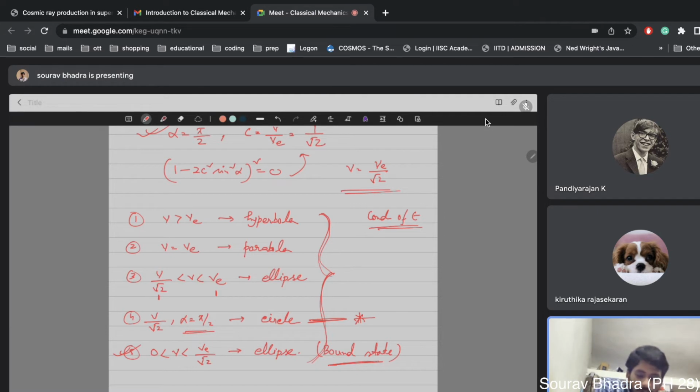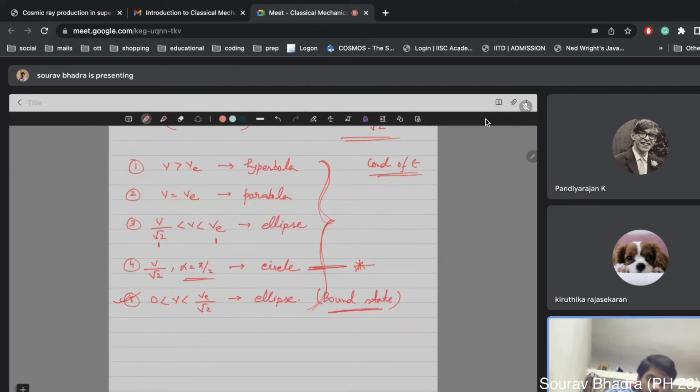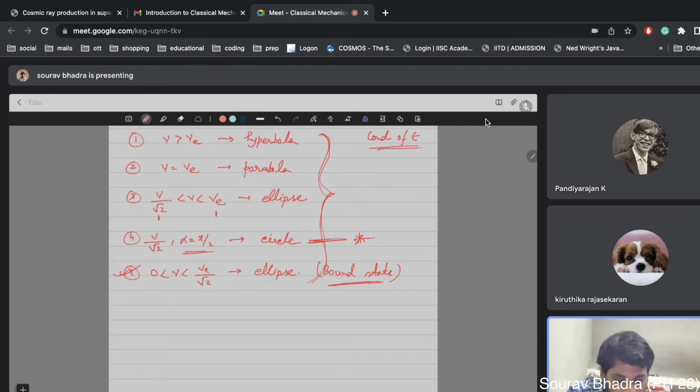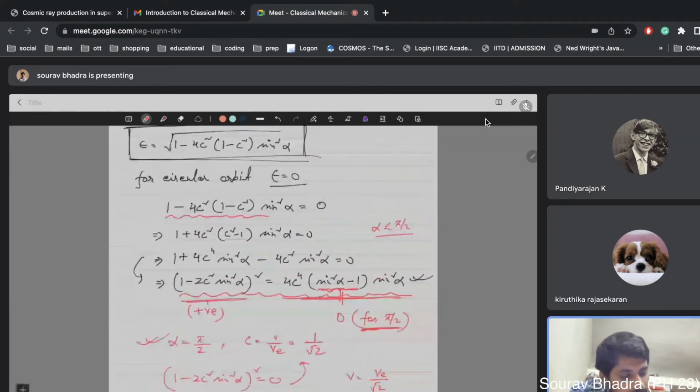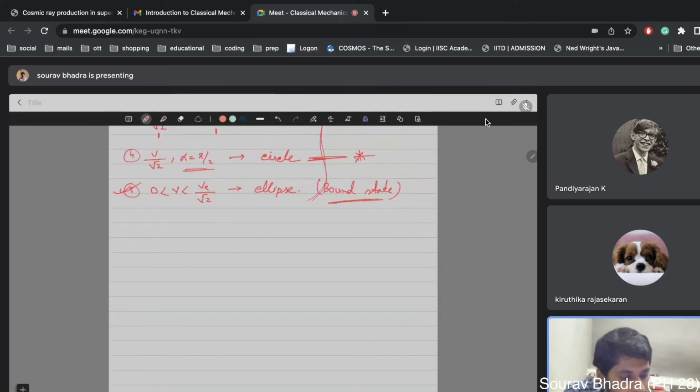Okay, now we will do a very small estimate of escape velocity. So remember the equation of escape velocity: half mv square plus vr equals 0. So the equation of escape velocity is half mv square plus vr equals 0.